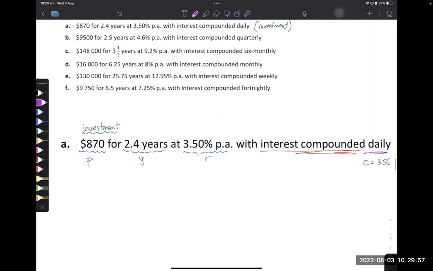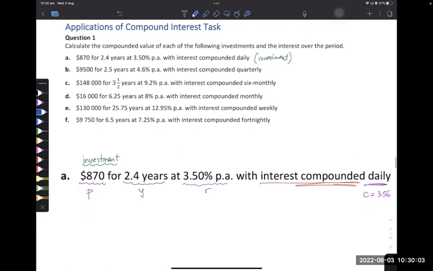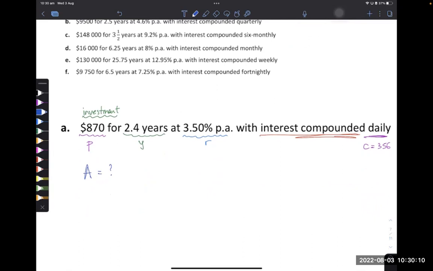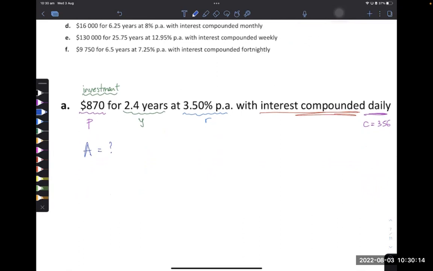So we want to find which value? The compounded value, which is A. So we don't know what our A is at the moment. Notice here we have all of our ingredients listed down now. How do we start our solution? What do we start off with? The formula. Okay, so everyone, please write out your formula.